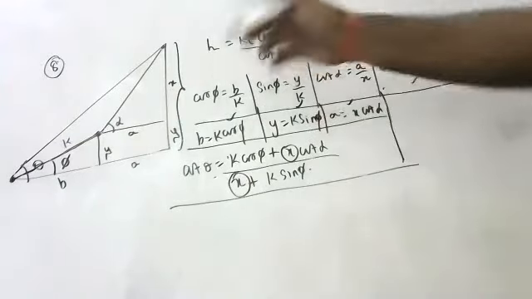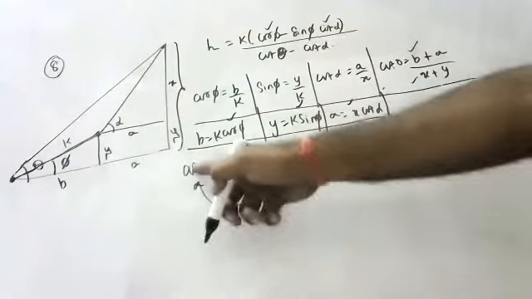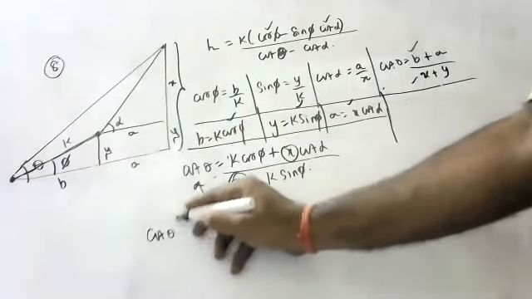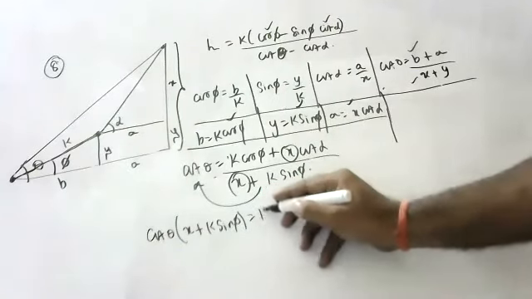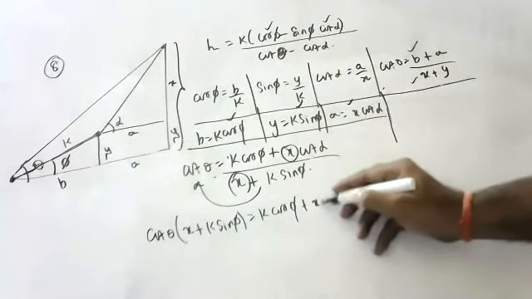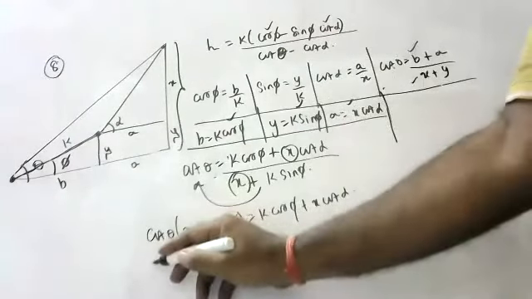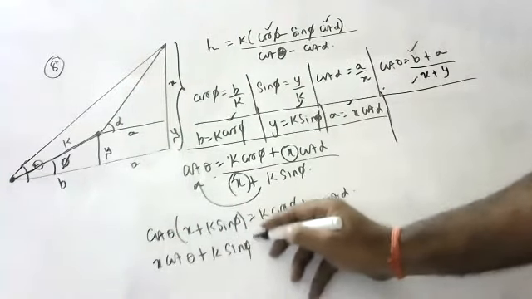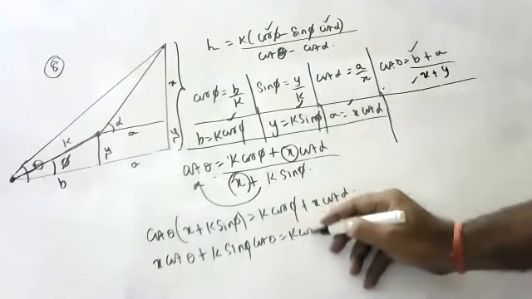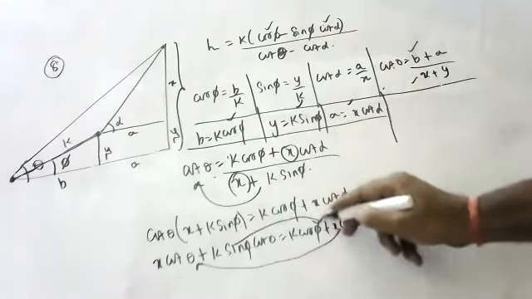Okay, we have to find out h, children, no problem, absolutely no problem. Take this here: cot theta is equal to (x plus k sin phi) by (k cos phi plus x cot alpha). Now, what is multiplication, children? x cot theta plus k sin phi cot theta is equal to k cos phi plus x cot alpha. Bring x here, children. Take k there.